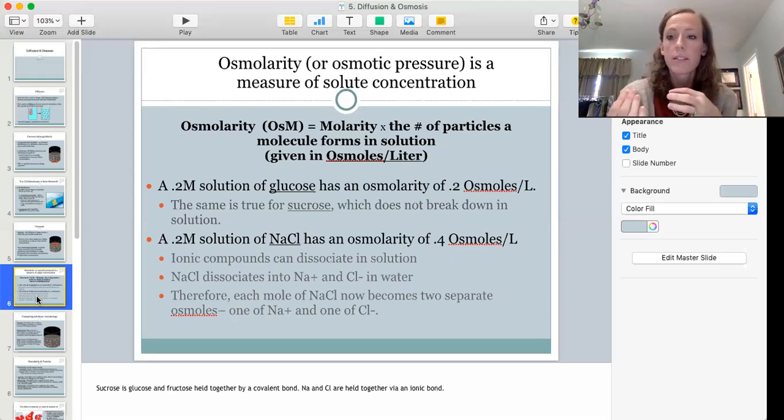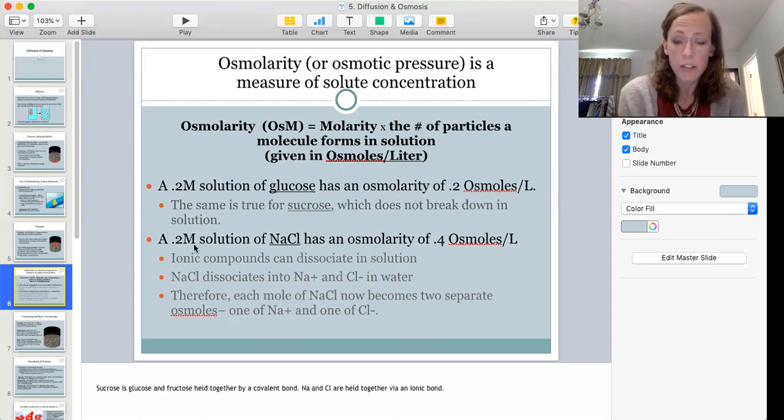So this is a quality associated often with ionic compounds. They can dissociate in water. This is not true of all particles. So for instance, glucose and sucrose, sugars, they do not break down in solution. So if you look here, a 0.2 molar solution of glucose, since it doesn't dissociate, is going to have an osmolarity of 0.2 osmoles per liter, okay, same, 0.2 molar, 0.2 osmoles per liter, okay?